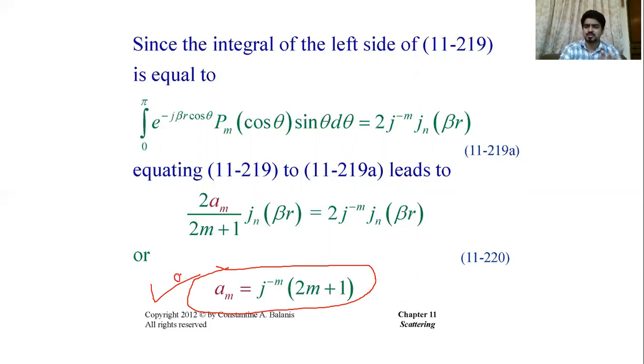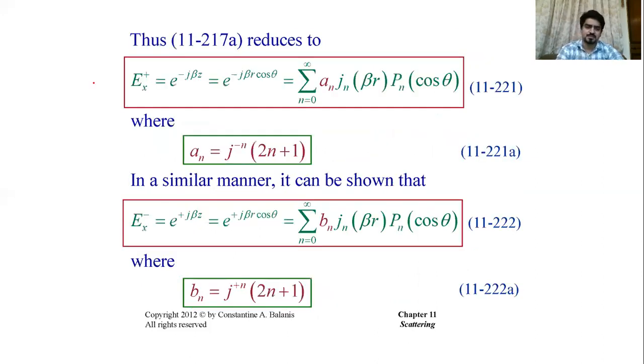So we used that orthogonality, and using that orthogonality we were able to find this value of a of m. If we substitute that back into the expression of ex, this will be your expression of ex in terms of an infinite summation of spherical Bessel function and Legendre polynomial, with an given by this expression.